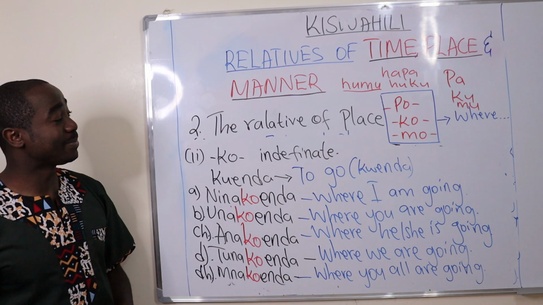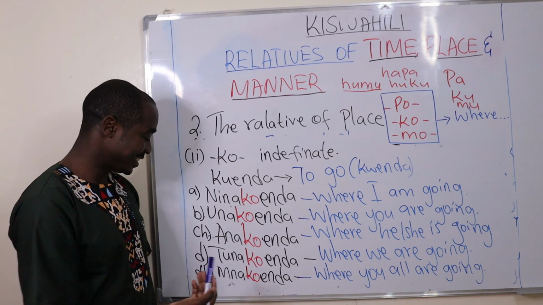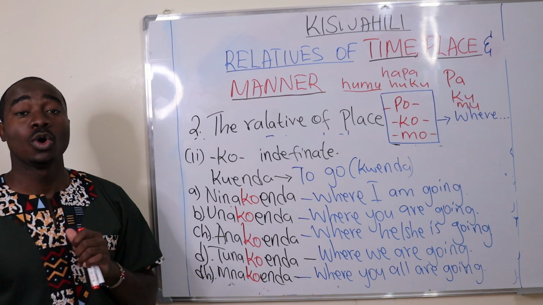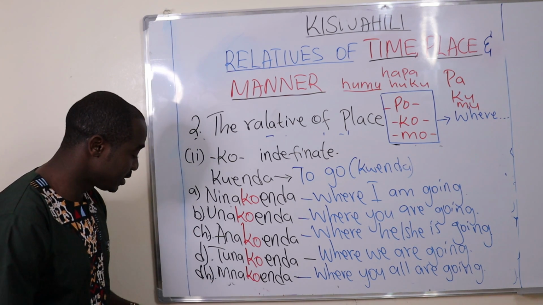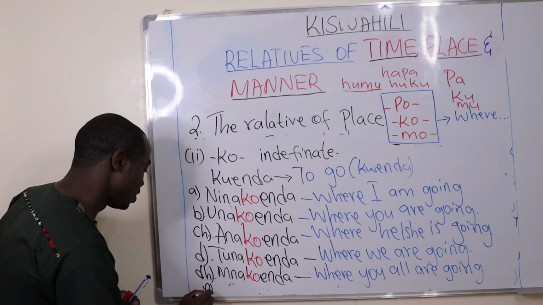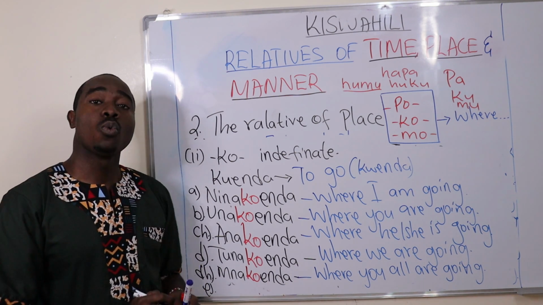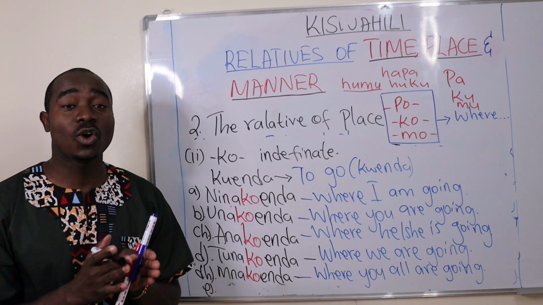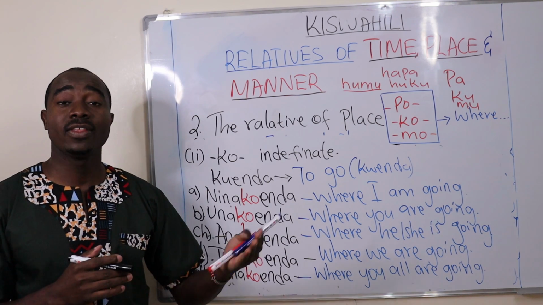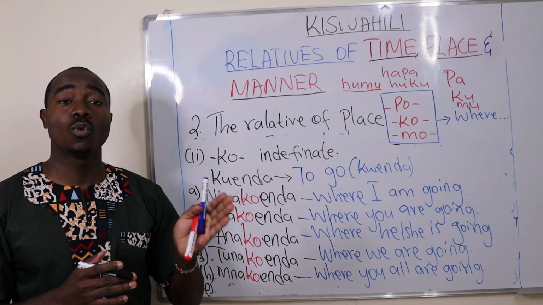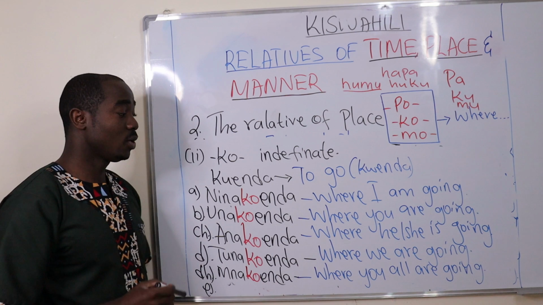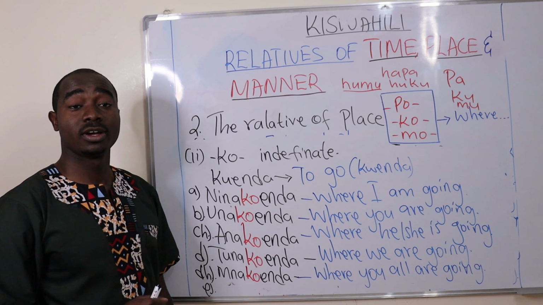Yeah, we have the last one here. The space won't accept this. You're wondering where I write the final one. Wanako. So I'll just tell you. The part here is wanakoenda, where they are going. We have ninakoenda, where I am going. Okay?